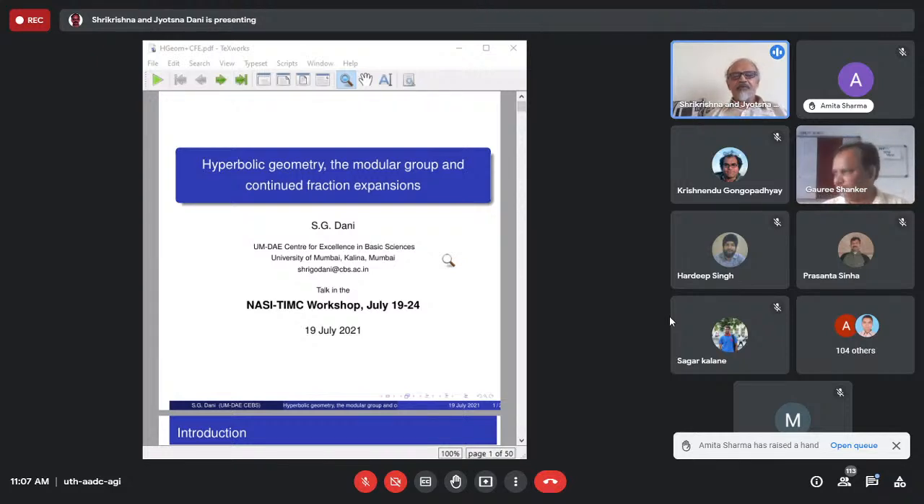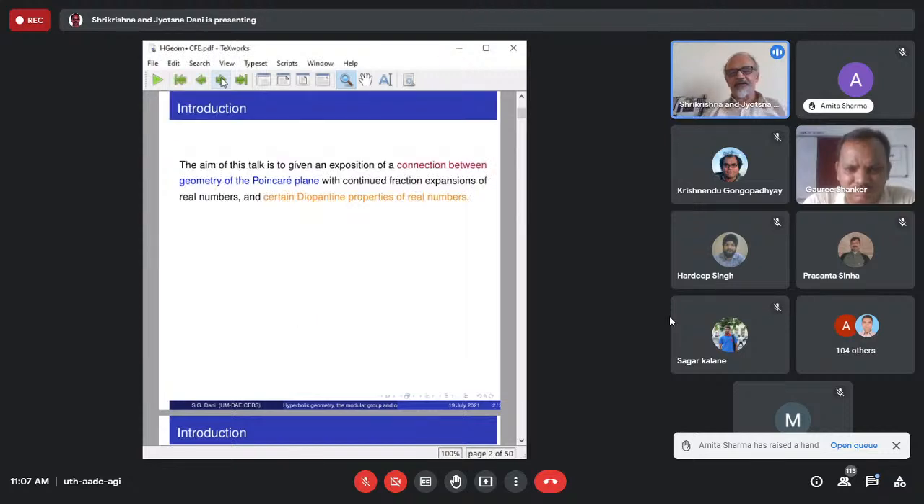Anyway, let me come back to the topic, and before that let me at the outset thank Professor Krishnendu Gangopadhyay and the organizers for this opportunity to give an exposition on this topic to you. Okay, let's begin with hyperbolic geometry. Some of you may have some familiarity, but maybe I'll try to be a little more comprehensive than simply saying that this is the hyperbolic plane, etc.